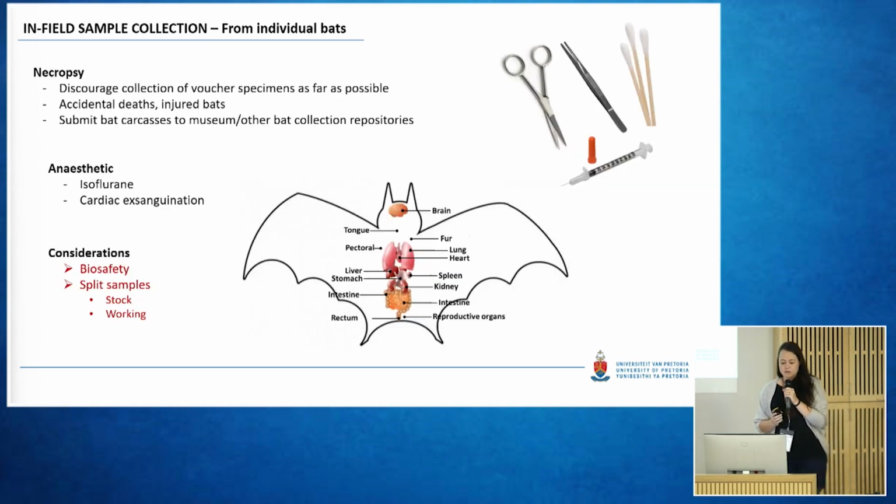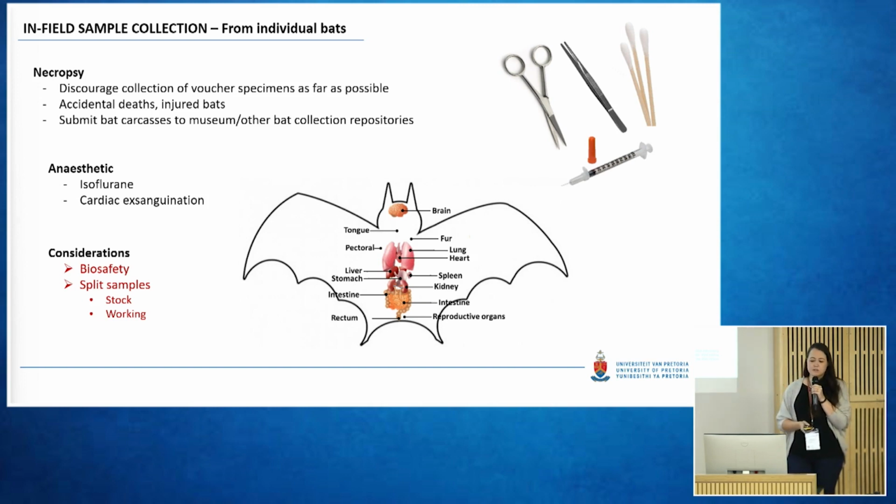Then moving over to necropsies where voucher specimens are taken. So I put in the sentence here that we discourage the collection of voucher specimens as far as possible. And I'm not referring here to the voucher specimens that we collect for new species or building up things regarding taxonomy and things like that. With this, I mean going out to the field, killing 20 bats just to be able to get samples for virological research, especially if we can get away with using catch and release methods and getting samples from that.